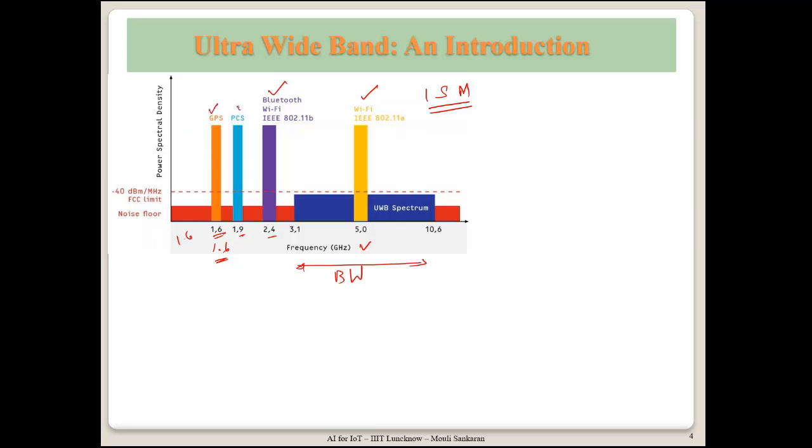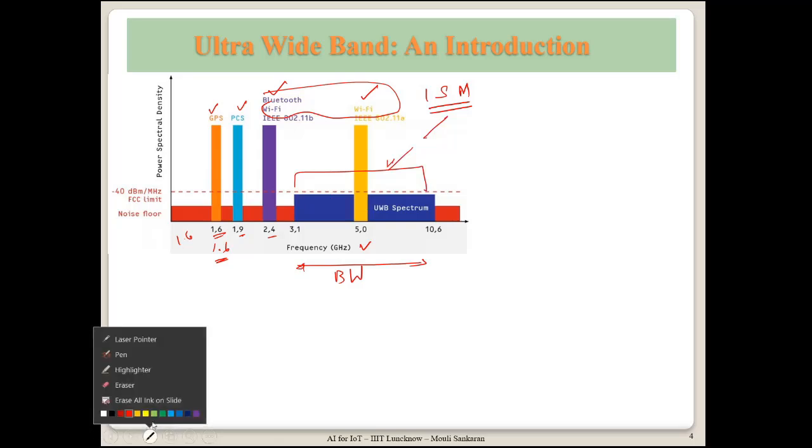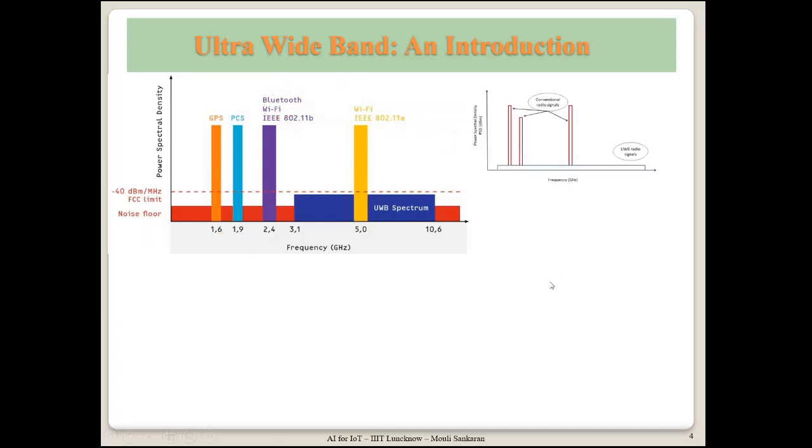GPS is here, PCS is here. They are not unlicensed, they are licensed frequencies. Whereas I am talking about only these frequencies which are in the ISM band. And UWB is also in the ISM band. Okay, that it can be freely used, the spectrum is also free. Now let me talk about how it works.